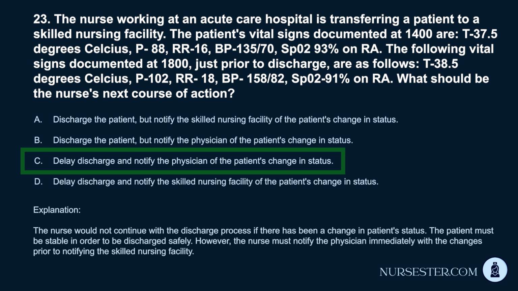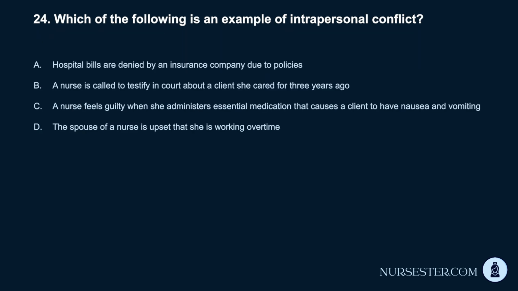The nurse would not continue with the discharge process if there has been a change in patient status. The patient must be stable in order to be discharged safely. However, the nurse must notify the physician immediately with the changes prior to notifying the skilled nursing facility.